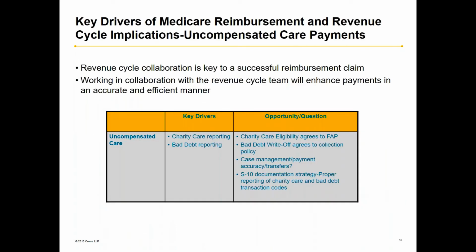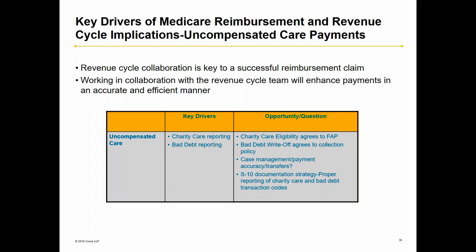Some of the key drivers around uncompensated care are charity care reporting and bad debt reporting. The opportunities are to work with patient financial services and other areas of the hospital to make sure that what the charity care eligibility policy says and the financial assistance policy agree, and that everything in the policy, or whatever you're doing to identify those patients, is part of your policy.